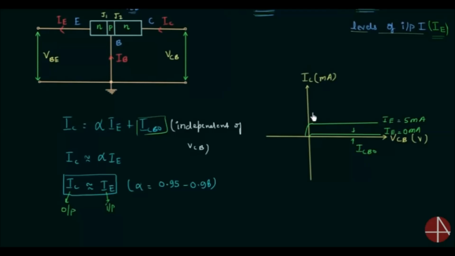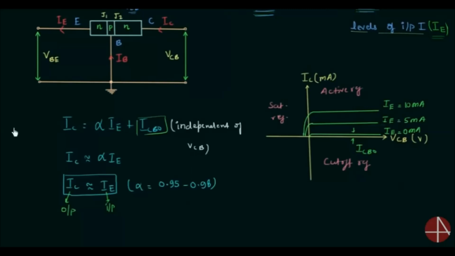In the same way, when emitter current IE is equal to 10 milliamps, the collector current is nearly equal to 10 milliamps, and the plot will look like this. So this is the output characteristics of the common base transistor, and this region is called active region, and this region here is called saturation region, and the region below IE equal to 0 milliamps is called cutoff region.